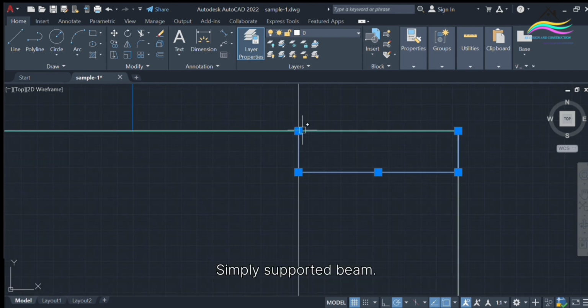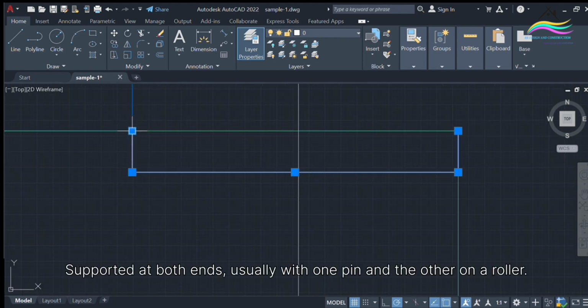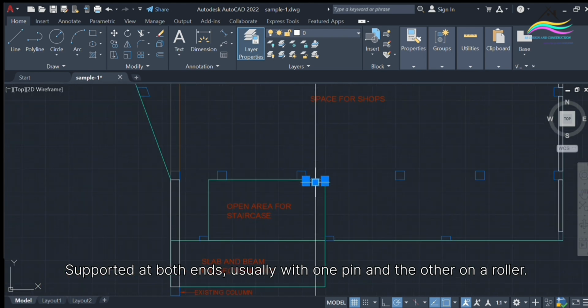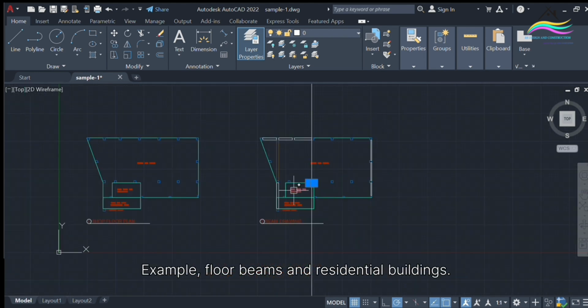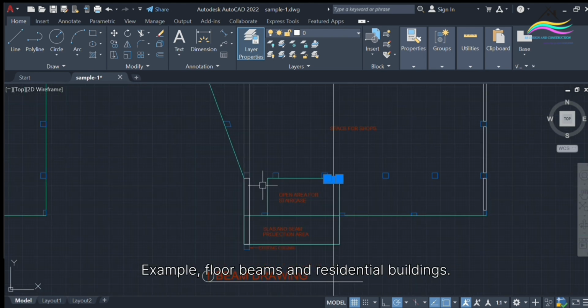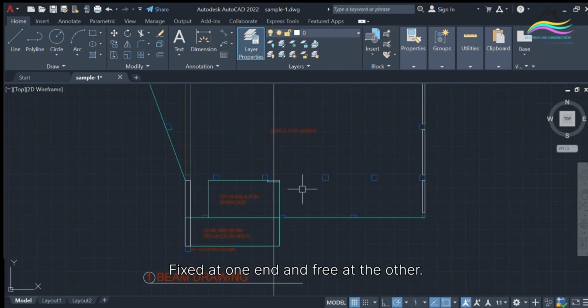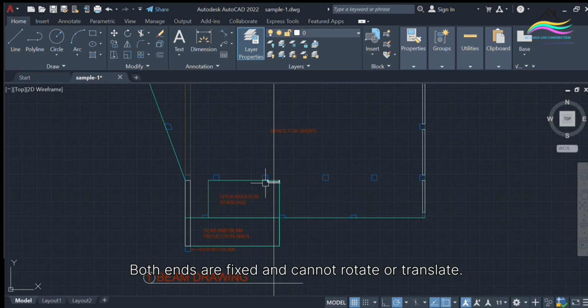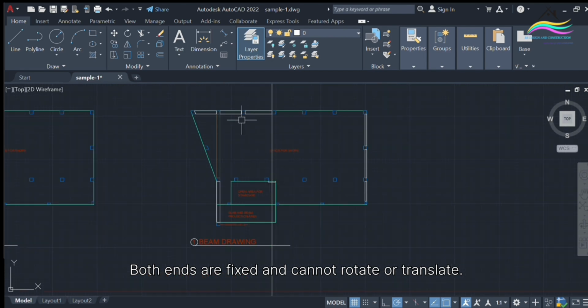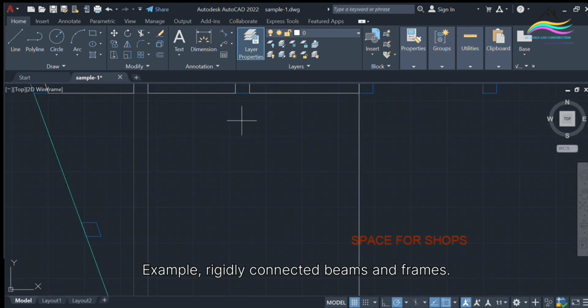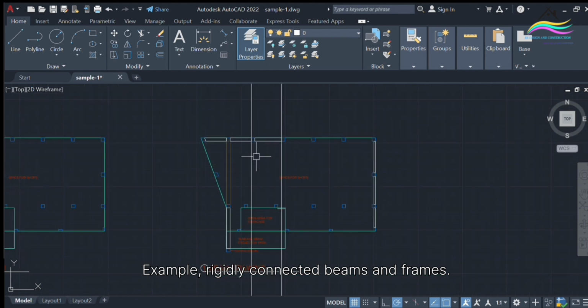Simply supported beam. Supported at both ends, usually with one pinned and the other on a roller. Example, floor beams in residential buildings. Cantilever beam. Fixed at one end and free at the other. Example, balcony slabs, overhangs. Fixed beam. Both ends are fixed and cannot rotate or translate. Example, rigidly connected beams in frames.